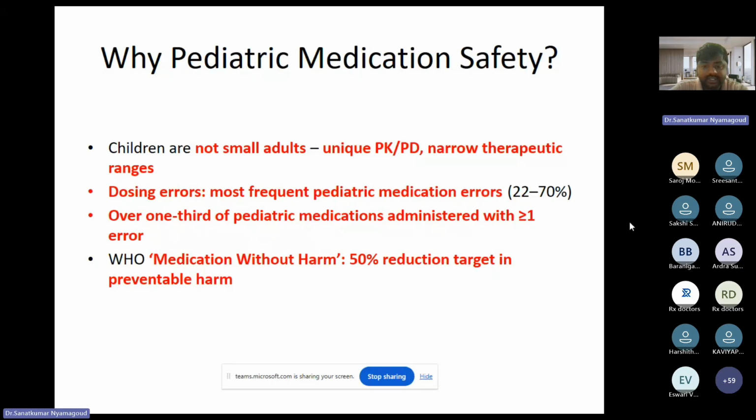This gives us the idea that the WHO suggests a 50% reduction target for preventable harm. What do you mean by this? The data suggests that we can save 50% of the population just by correct dosing, correct administration, correct prescribing, and correct transcribing policies, so that we can prevent 50% of the harm.